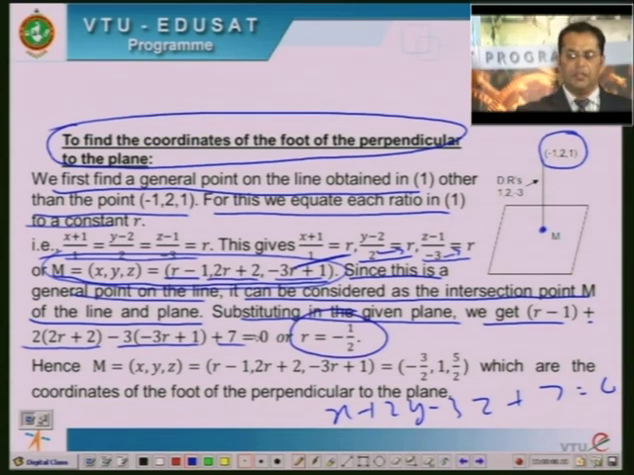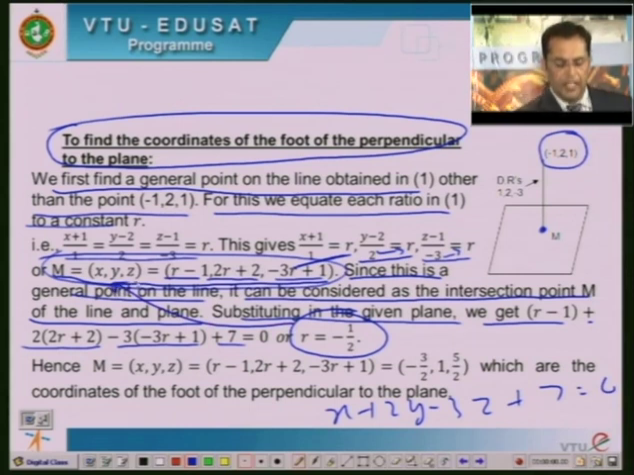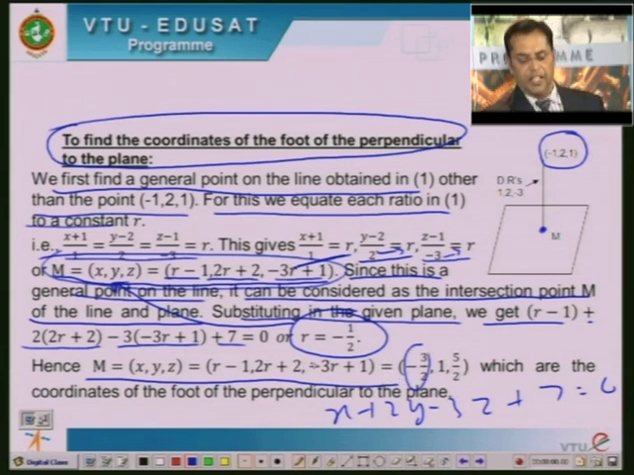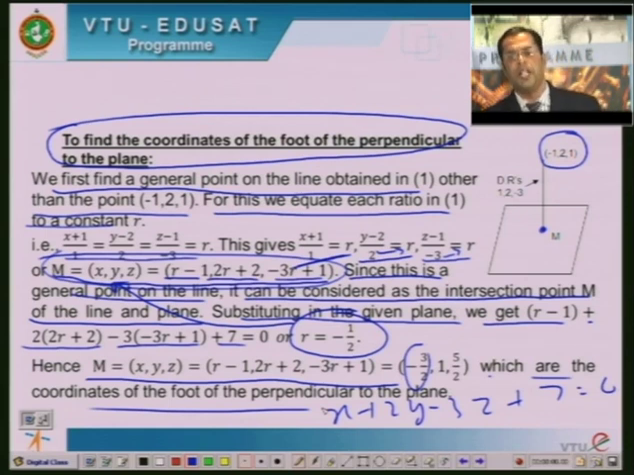Substitute this back in the coordinates of M. So you get M = (x, y, z): r - 1 is -1/2 - 1 = -3/2, then 2r + 2 is 2 into -1/2 plus 2, which is 1, and finally -3r + 1 is -3 into -1/2 plus 1, which is 5/2. These are the coordinates of the foot of the perpendicular to the plane.